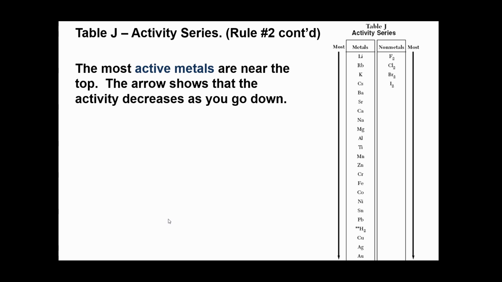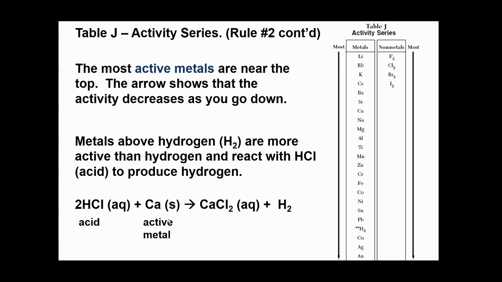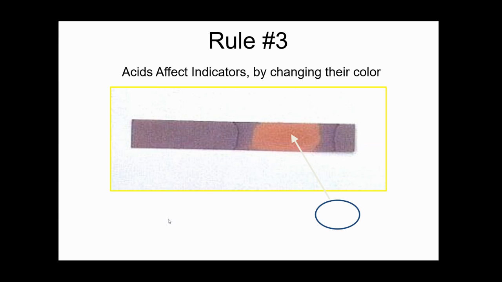So rule number 2, the most active metals are near the top. We know that the arrow shows the activity decreases as it goes down. Metals above hydrogen are more active than hydrogen, and they react. So therefore, HCl will produce hydrogen gas. Remember, that's a single replacement reaction that takes place. So the Ca will knock out the H, forming calcium chloride, and then your hydrogen gas will be given off. Your acid, there's your active metal. There's a salt that's formed, and there's your gas. So that's a single replacement reaction.